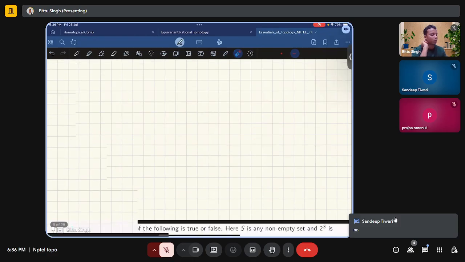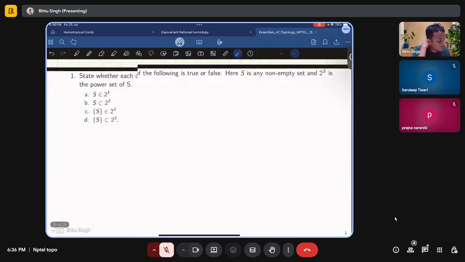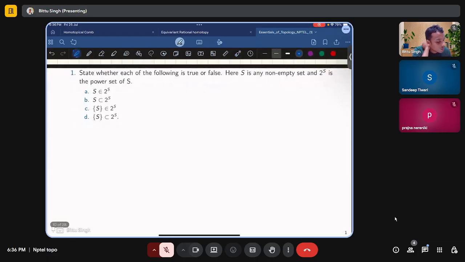So let us solve some problem. The question is whether the following is true or false. S is any non-empty set, and 2 to the power s is the power set of s. Then the question is s belongs to 2 to the power s. Is it true?